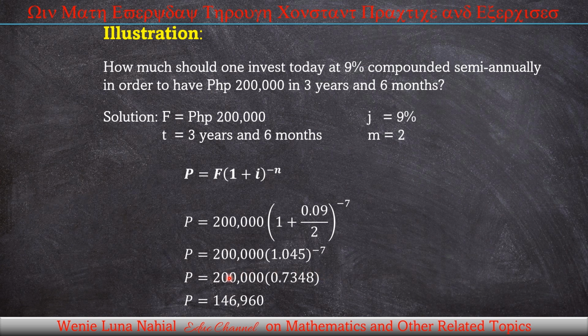Multiply that one by 200,000, you will get 146,960. So this is the amount you need to invest today for you to have 200,000 in 3 years and 6 months, compounded semi-annually at 9% nominal rate.